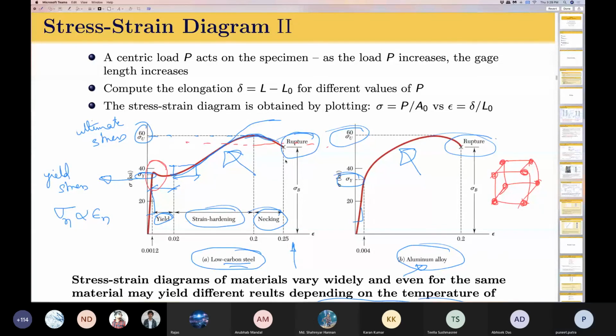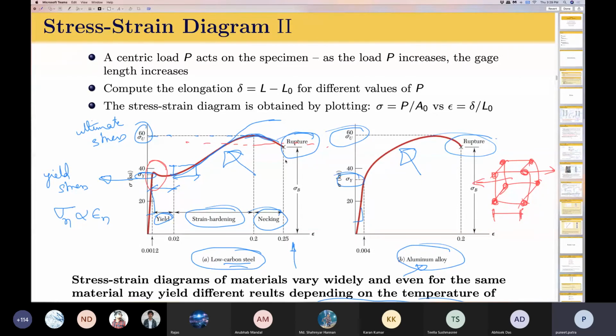Okay. And I am applying some force here and I am applying some force here. What is going to happen? The distance between any two atoms is going to increase, right? In other words, the displacement or the strain is the manifestation of the increase in the atomic distance between the two atoms.